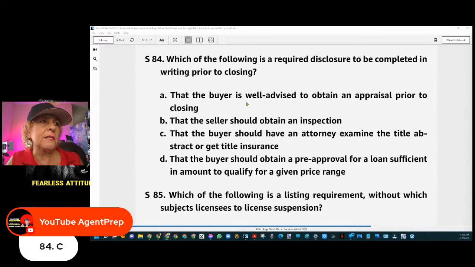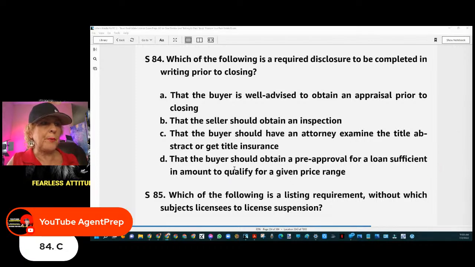And see, the A says that the buyer is well advised to obtain an appraisal prior to closing. Well, the lender will advise the buyer of that. The seller should obtain an inspection? No, it's typically the buyer that we want to inform to get a home inspection. And D, sometimes we do advise the seller. However, we advise the buyer to get a home inspection to know what they're buying. And this happens at the beginning, right after the contract is executed during the option period.